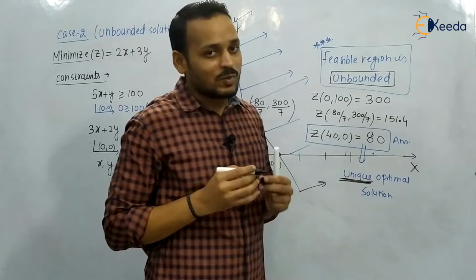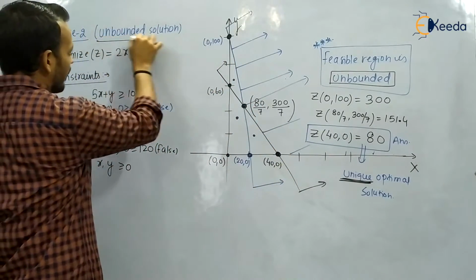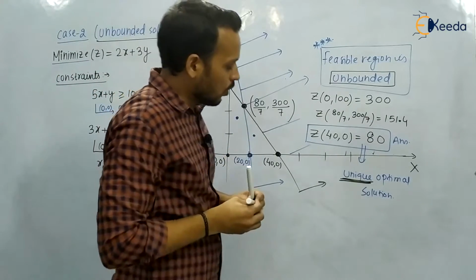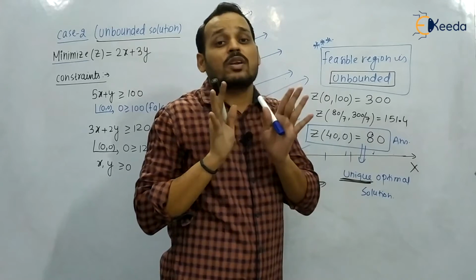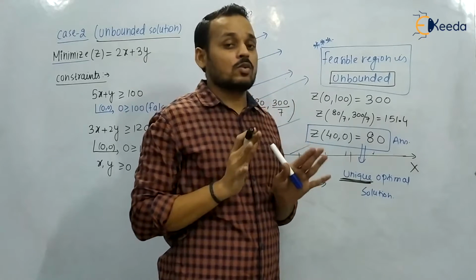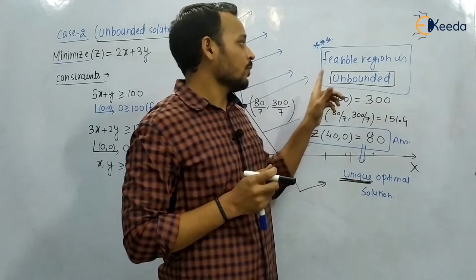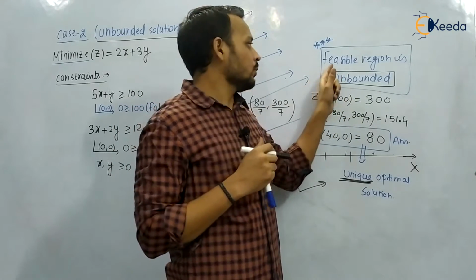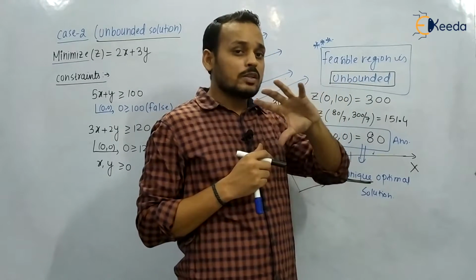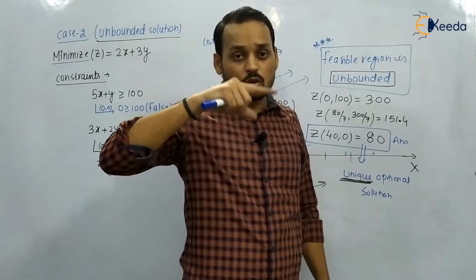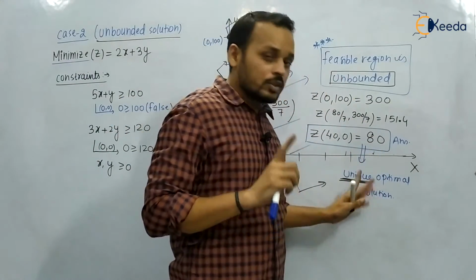Then you will say, sir, the case is of unbounded solution, so why are you telling us the solution is unique? Okay, I am going to explain the difference. Most of the students make a mistake in this type of case. Whenever they find that the feasible region is unbounded, they directly take the solution to be unbounded too. No, the region is unbounded but the solution is unique.